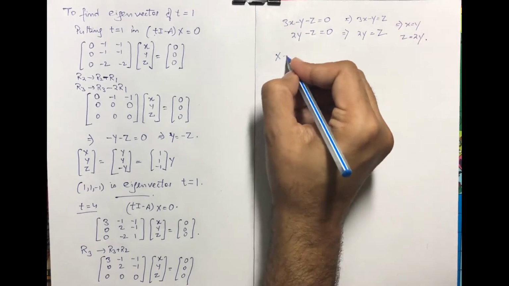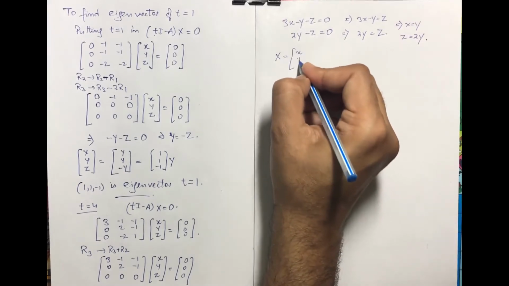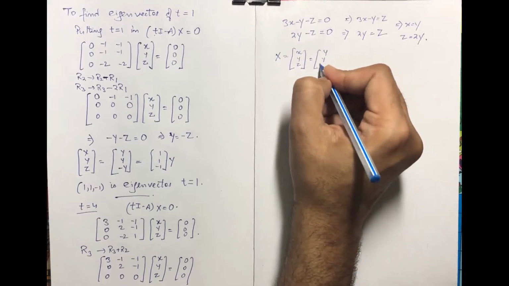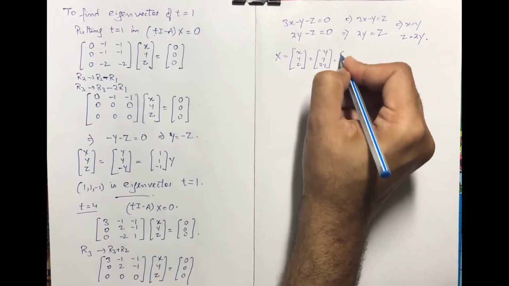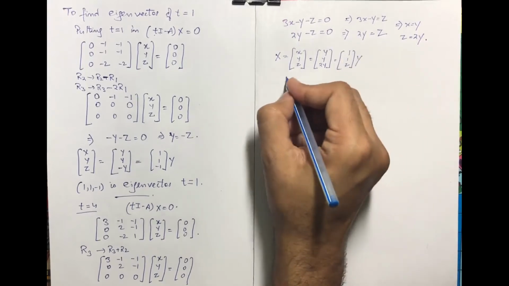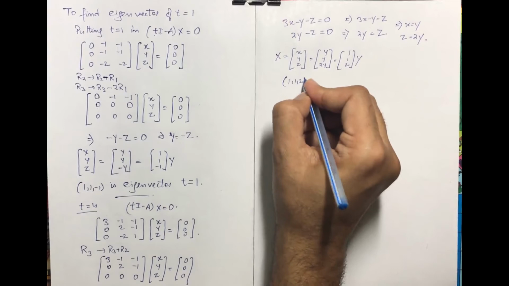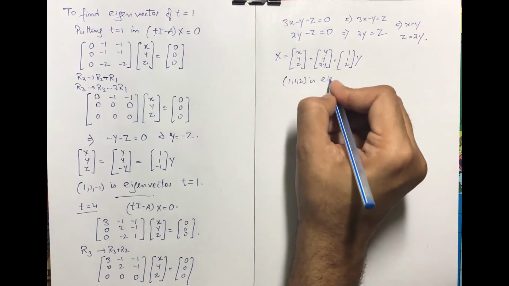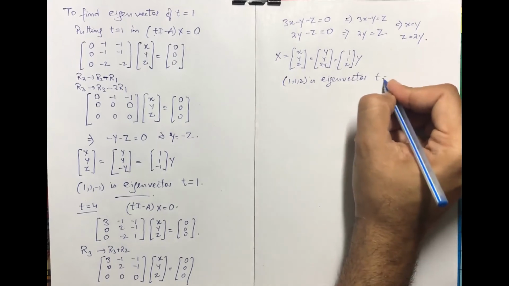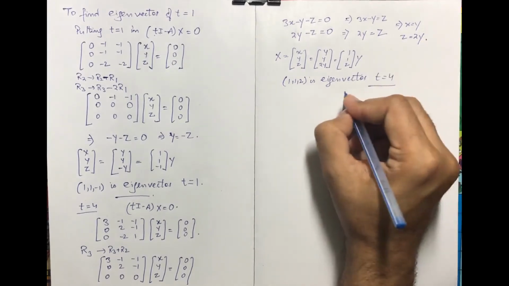So the corresponding eigenvector is (x, y, z) equals (y, y, 2y), that is (1 1 2) times y. So the eigenvector (1 1 2) is the eigenvector corresponding to t is equal to 4, hence the answer.